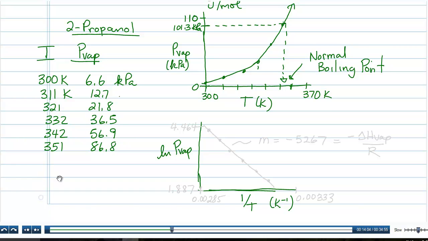Now you can indicate that on our graph. The smallest value for the reciprocal of temperature would be about 0.00285, and the largest value is about 0.00333. Meanwhile, the smallest value for the natural log of vapor pressure is about 1.887, and the biggest value is about 4.464.